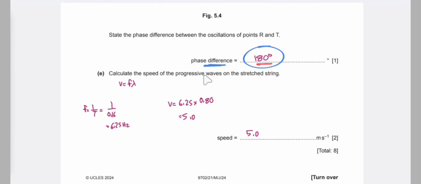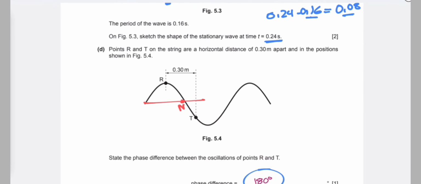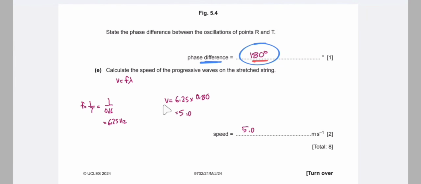Then, state the speed of the progressive wave on the string. So we need to find the value of speed. So v is equal to f lambda. So v is equal to f lambda, and what is the value of velocity? So we need to find the value of velocity or the value of speed.